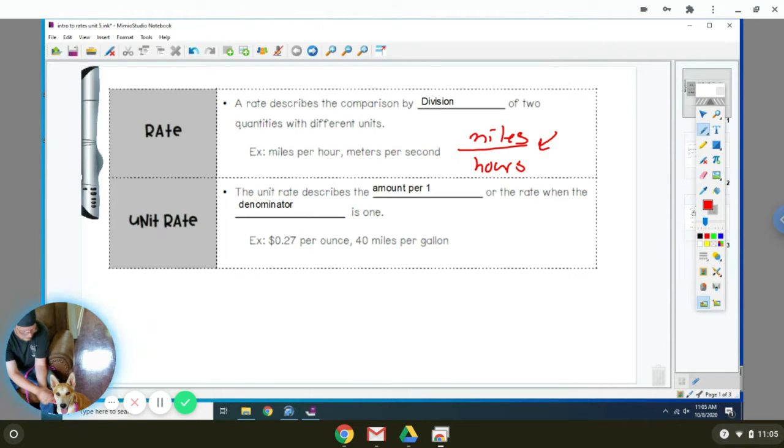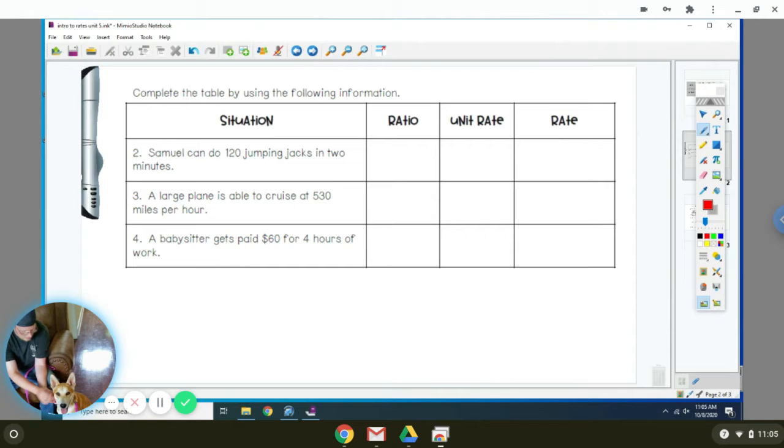So the unit rate is actually when you divide it and describes the amount per one, or the rate when the denominator is one. So 27 cents per ounce, that's 1 ounce. 40 miles per gallon, that's 1 gallon. So we're going to practice writing our rates and then find the unit rate.